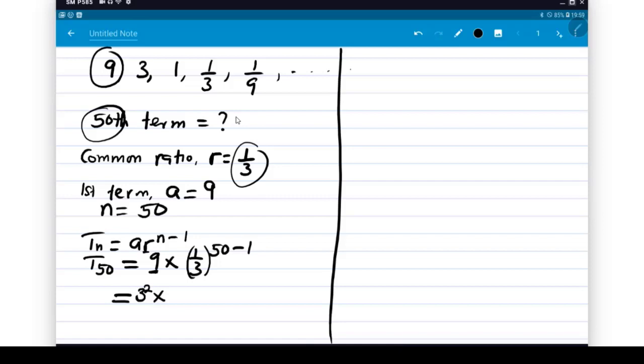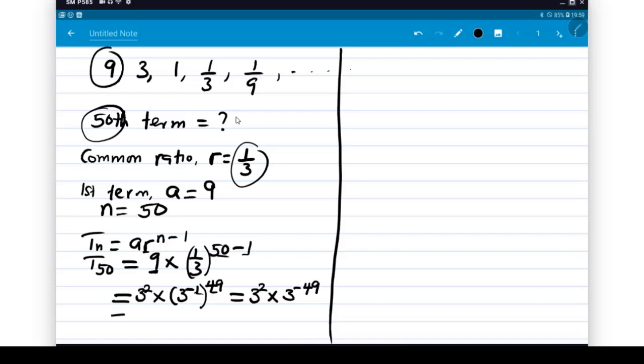So times, now this 1 over 3 is something like 3 raised to the power 1. You will understand that better when we get to exponents. So 3 raised to the power 1, and 50 minus 1 will give us 49. Which means I can now have 3 raised to the power 2 times, this will be minus 1 times 49. We multiply these two to give us 3 raised to the power minus 49.